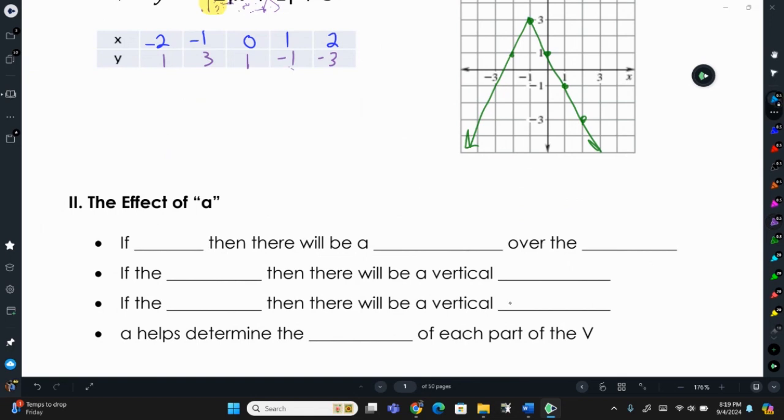So if a is negative or less than 0, then there's going to be a reflection over the x-axis. When a is negative, that's what we call a reflection over the x-axis. If the absolute value of a is bigger than 1, we call that a vertical stretch. Notice how that graph is stretched out a little bit. If the absolute value of a is less than 1, then there's a vertical shrink.